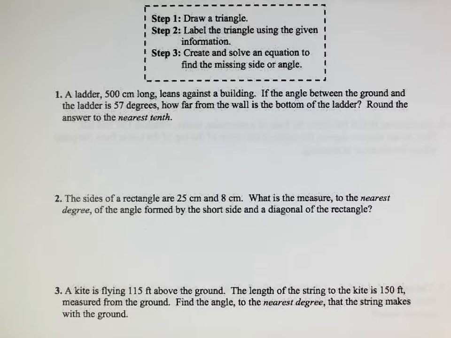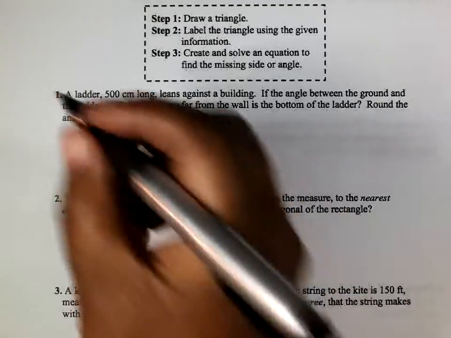So the first one, we have a ladder that's 500 centimeters long, which is pretty short, leans against a building. If the angle between the ground and the ladder is 57 degrees, how far from the wall is the bottom of the ladder?